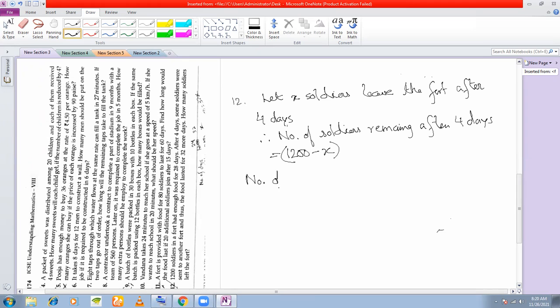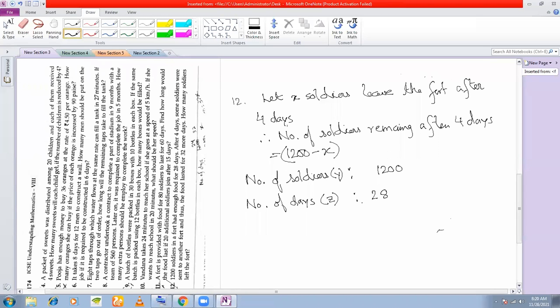Number of soldiers and number of days the food will last, right? Let us call these Y and Z, because X I have already taken as the number of soldiers who have left. Now see, 1200 soldiers in a fort had enough food for 28 days. So 1200 soldiers had enough food for 28 days, right?